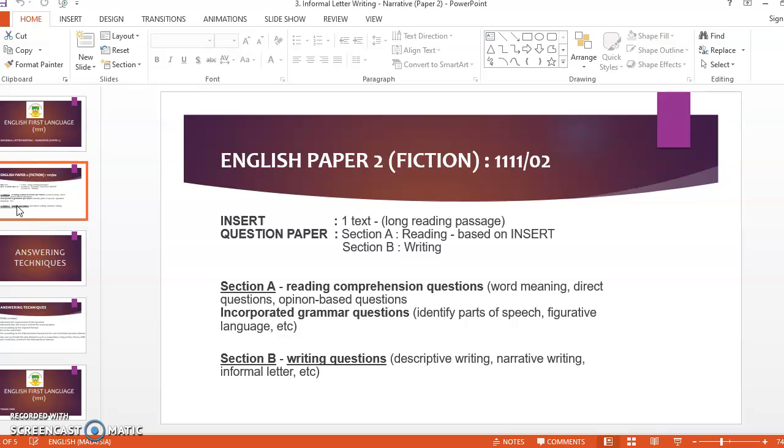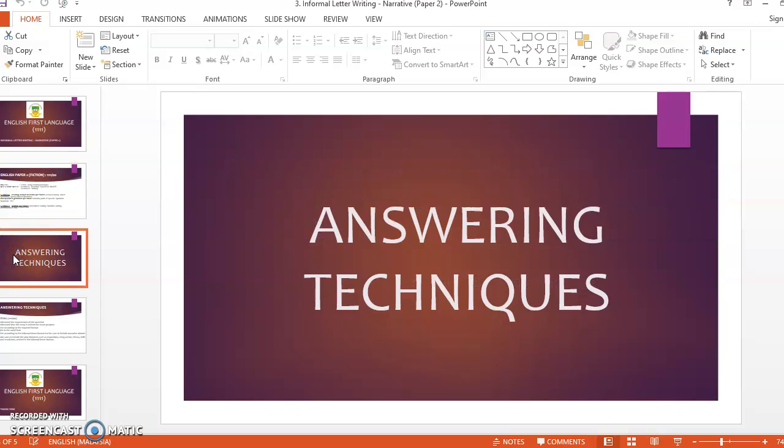At this point, we already know that both of our papers, paper 1 and paper 2, are divided into section A and section B. For paper 2, which is a fiction paper, our component for today's video, informal letter writing with narrative, belongs to section B, which is a writing question. We tend to get descriptive writing, narrative writing, and informal letter writing questions for section B. What we're looking at specifically today is merging informal letter writing with narrative writing, which is the narrative element in informal letter writing itself. We're going to look into how to tackle this question, how to answer informal letter writing by including narrative element.